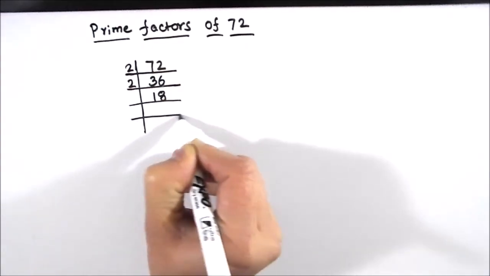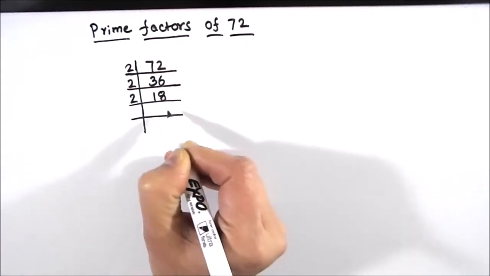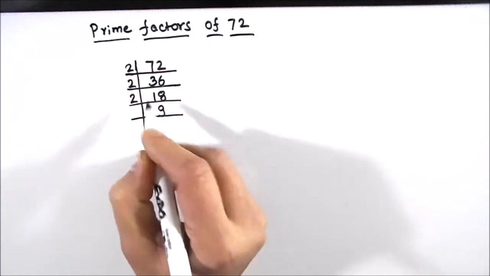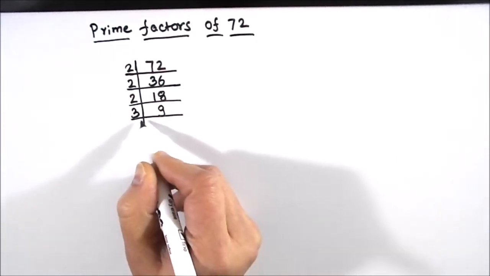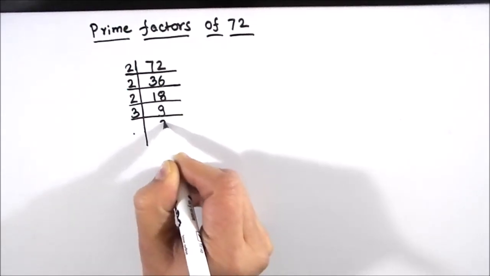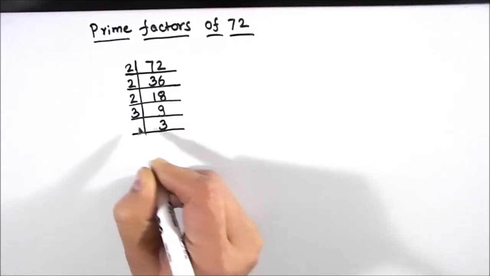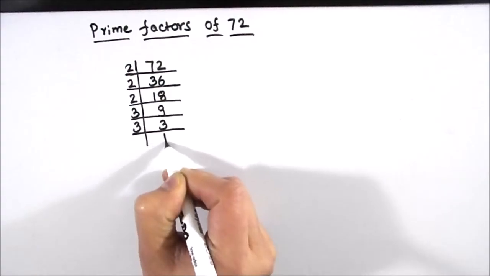18 is also an even number. It is easily divisible by 2. 2 times 9 is 18. 9 is an odd number. So let's try dividing it by next prime number 3. So 3 times 3 is 9. And 3 is a prime number. It is only divisible by number 3.